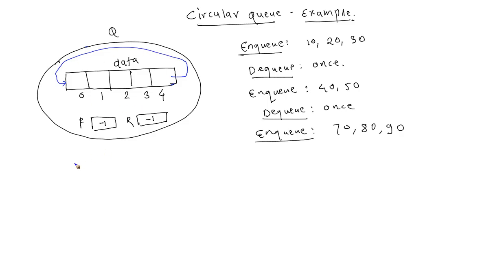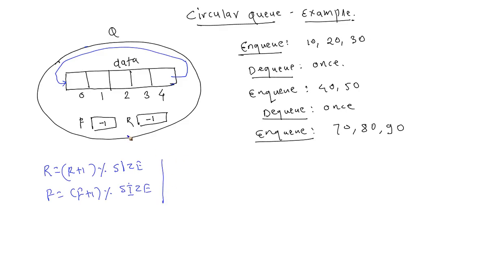Because of that movement, this is called a circular queue, right? The formula which we used for that wrap around or circular movement was R equal to R plus 1 mod size, where size is 5 in this case. And similarly, F is equal to F plus 1 mod size. This is one thing.